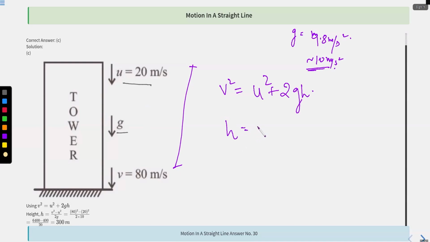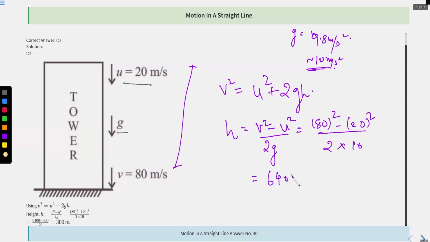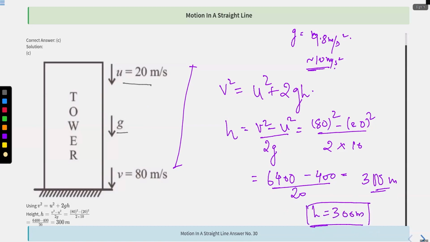So we need to calculate the height of the tower. So rearranging the equation, h is V square minus U square divided by 2g. So this comes out to be 80 square minus 20 square. What is the value of g? For now, you can take it 10. Okay. This is 6400 minus 400 divided by 20. This comes out to be 300. So the height of the tower was 300 meters. All right. Fine. I hope this question is clear.